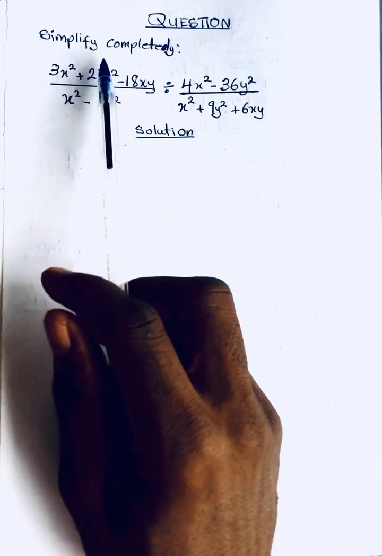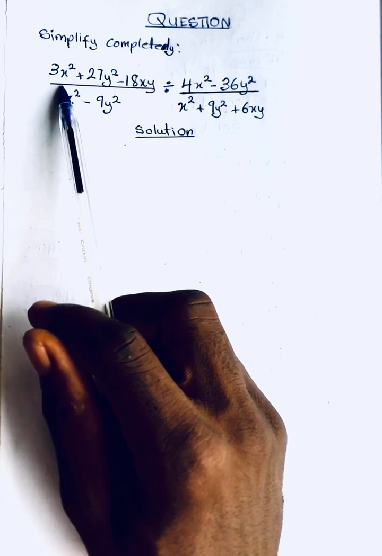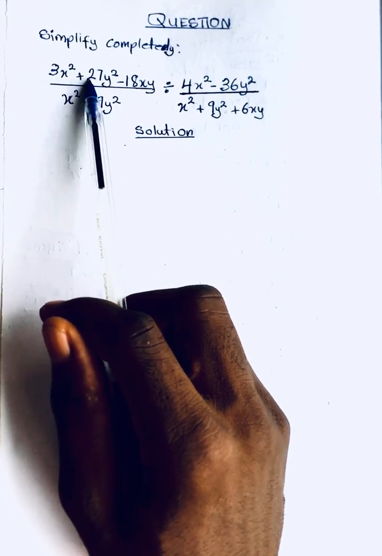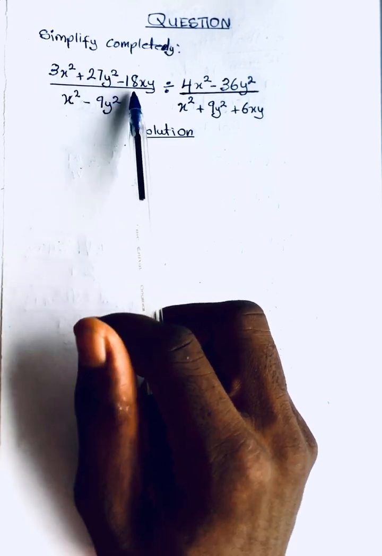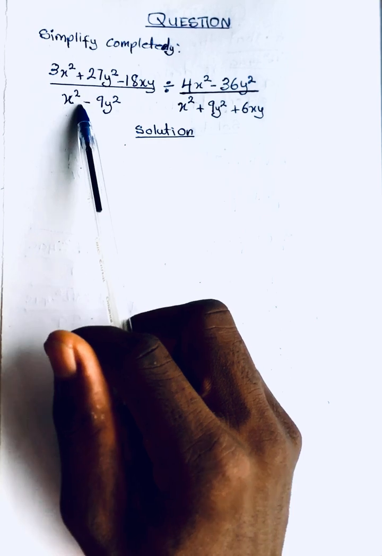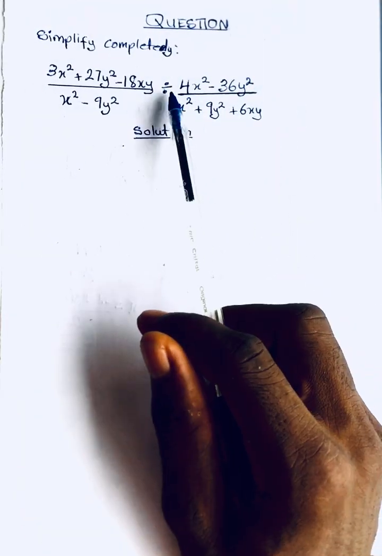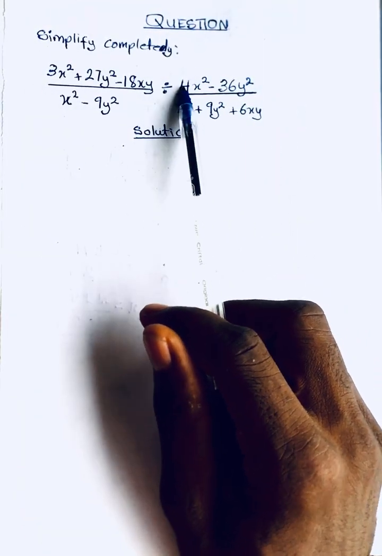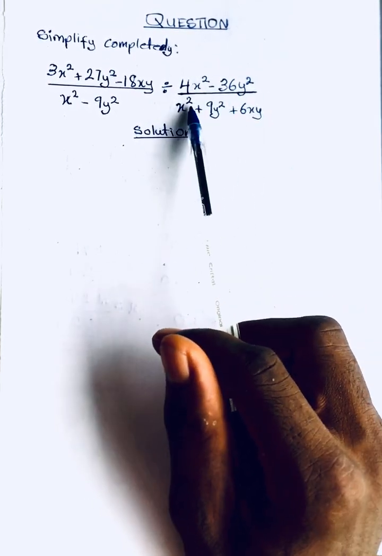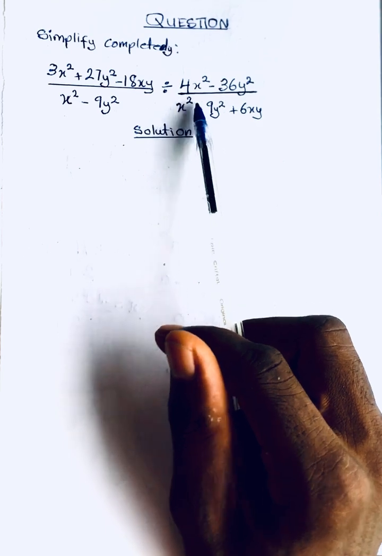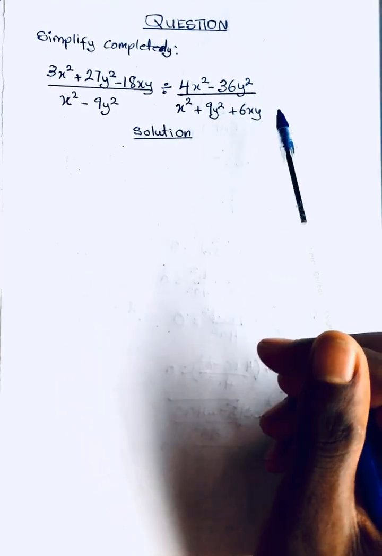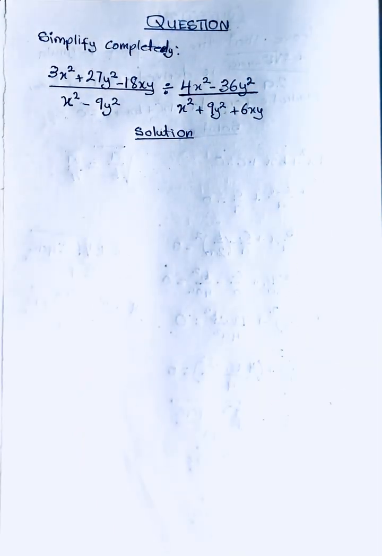The question says, simplify completely. (3x squared plus 27y squared minus 18xy) all over (x squared minus 9y squared), divided by (4x squared minus 36y squared) all over (x squared plus 9y squared plus 6xy).